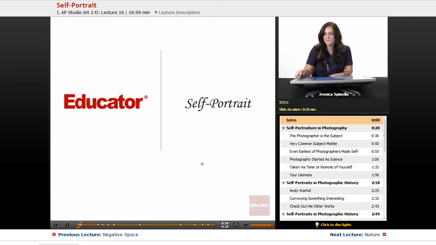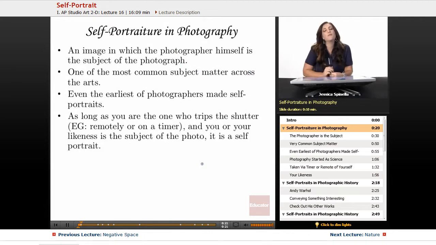So let's get going. Before we can really start talking about self-portraits, we have to talk about self-portraits historically and self-portraiture in photography. So first of all, what is a self-portrait? It's an image in which the photographer himself is the subject of the photograph. Now, even though selfies are considered self-portraits, what we're really talking about for this particular project is creating artwork, right? Not necessarily just a snapshot, but again, we're trying to push ourselves from snapshot photography into fine art.